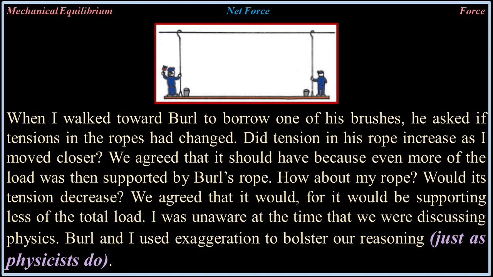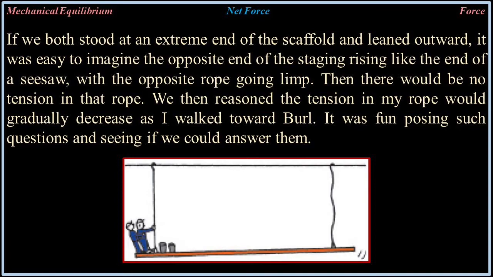I was unaware at the time that we were discussing physics. Burl and I used exaggeration to bolster our reasoning, just as physicists do. If we both stood at an extreme end of the scaffold and leaned out, it was easy to imagine the opposite end of the staging rising like the end of a seesaw with the opposite rope going limp. Then there would be no tension in that rope. We then reasoned the tension in my rope would gradually decrease as I walked towards Burl. It was fun posing such questions and seeing if we could answer them.